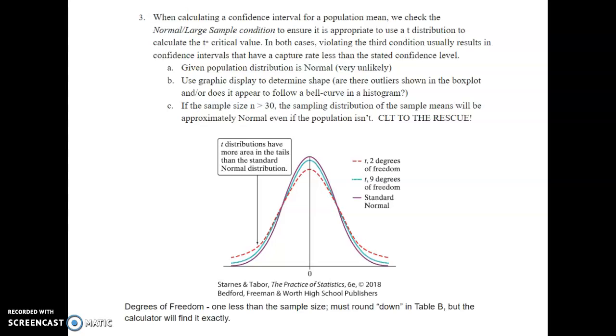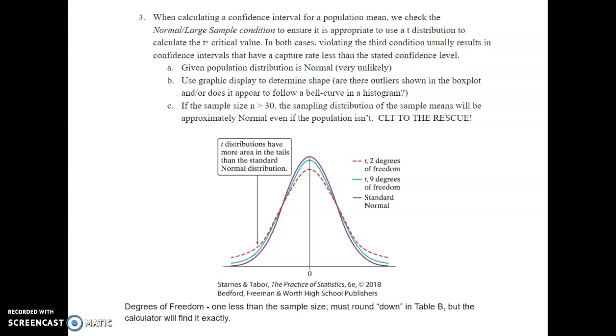But if we're at least getting close to it, then what we have in part C leads us into: if the sample size is large enough, then the sampling distribution of the sample means will be approximately normal, no matter what we don't know about the population and its shape. It is the central limit theorem to our rescue. So we'll be using that quite a bit.